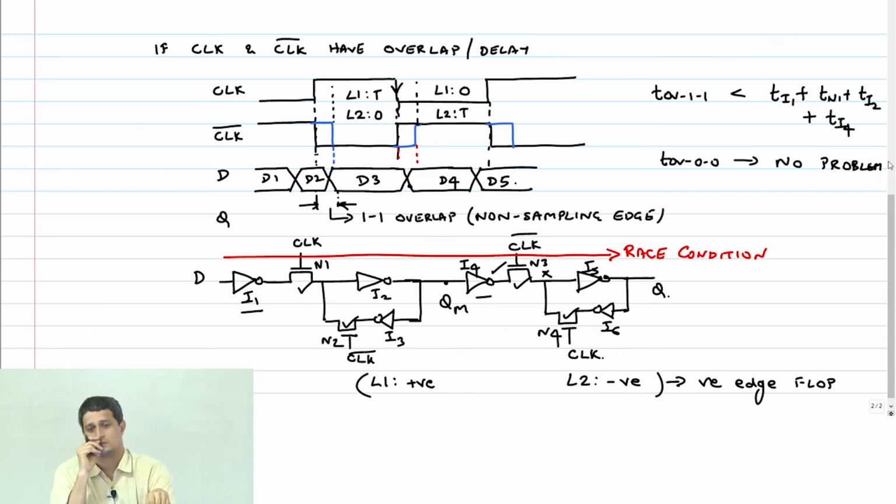Correct. Now, if D changes, no, you are talking about this transition, right? What I marked here, D3 to D4. Correct. That's the sampling edge. You are talking about that transition. But I don't want D4 to go through. I want D3 to go through. D3 has changed setup time before the sampling edge, and that is what should go out to the end. Not D4. That's why I'm saying everything is the reference to the clock, not clock bar. After the clock sampling edge, any change should be ignored.